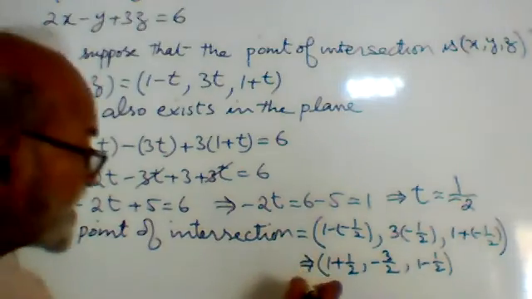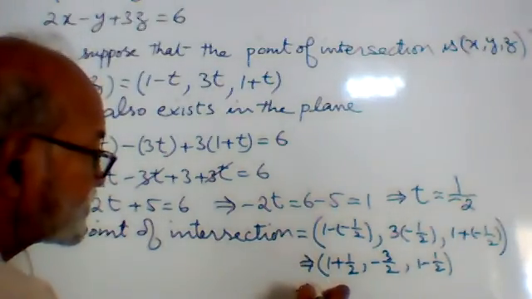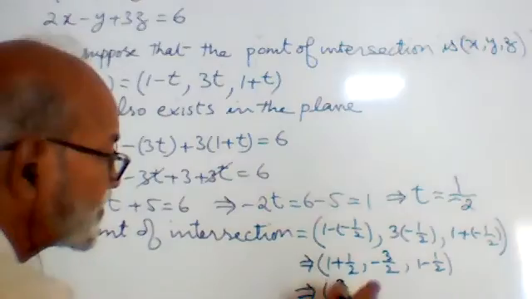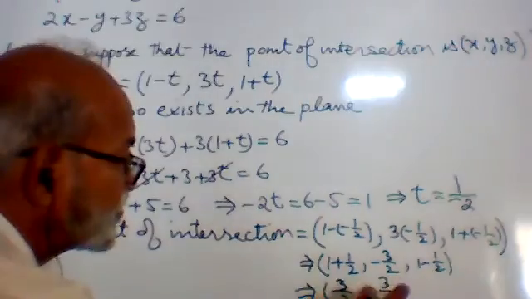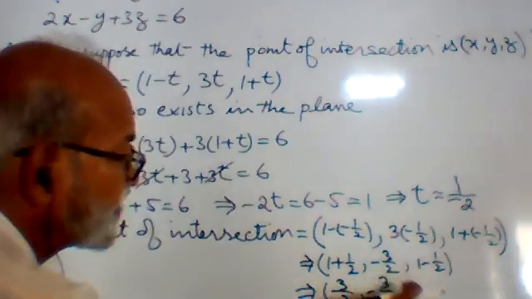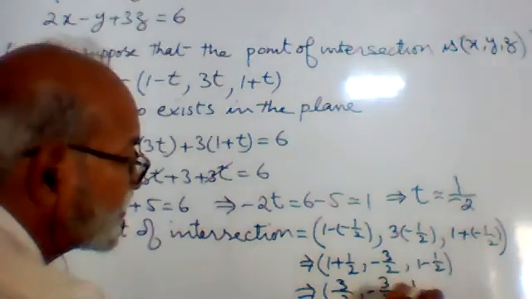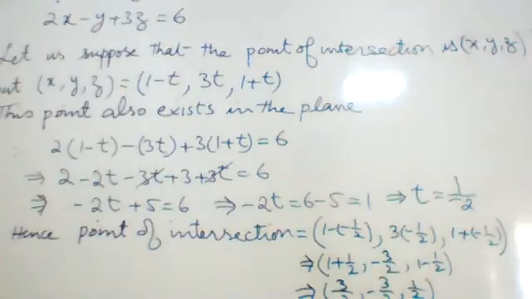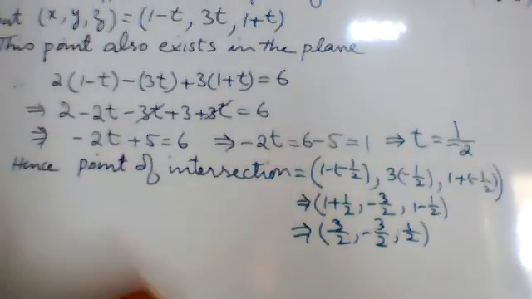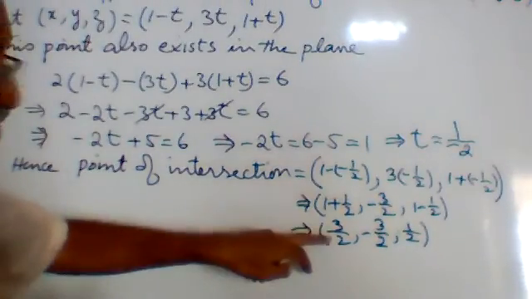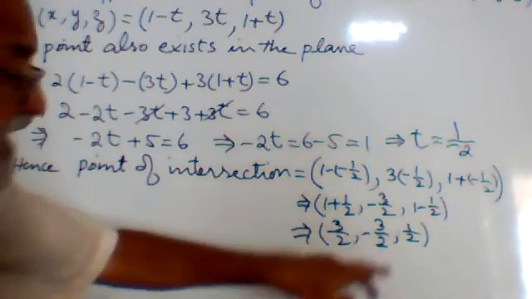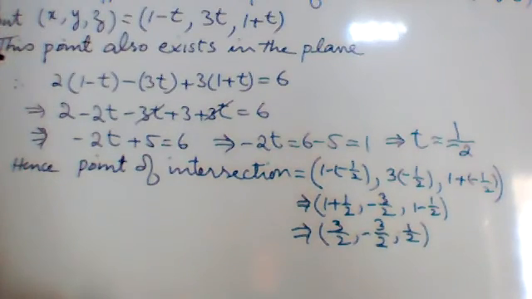The final answer: 3 over 2, comma minus 3 over 2, comma 1 over 2. 1 minus 1 over 2 will be 1 over 2. 1 plus 1 over 2 will be 3 over 2, minus 3 over 2, and 1 over 2. This is the answer.